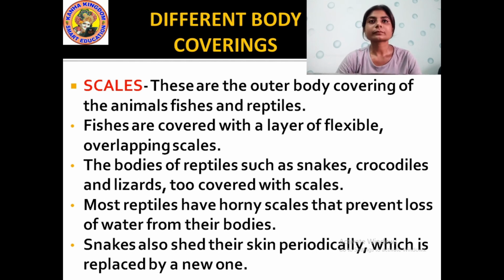Okay? Fishes are covered with a layer of flexible overlapping scales. That is why fishes can swim in the water. Their body is covered with the flexible layer of scales. Understood? The bodies of reptiles such as snakes, crocodiles and lizards are also covered with scales.